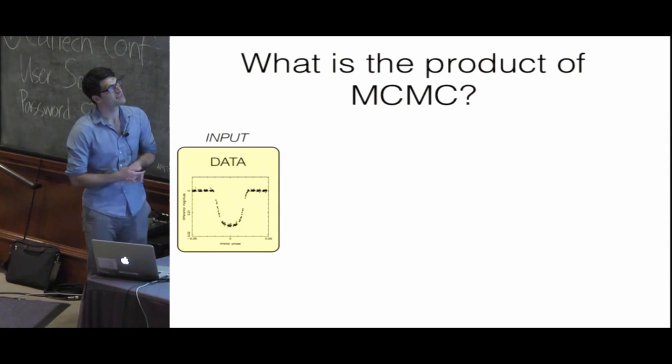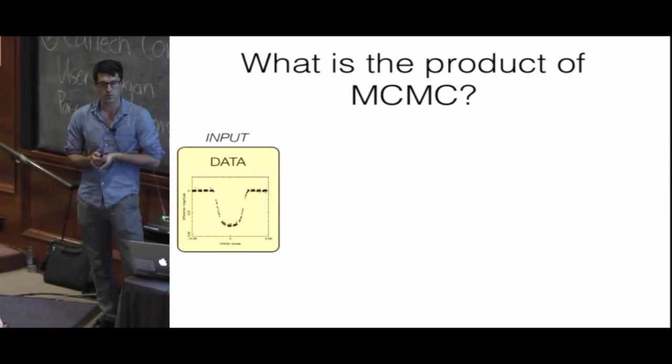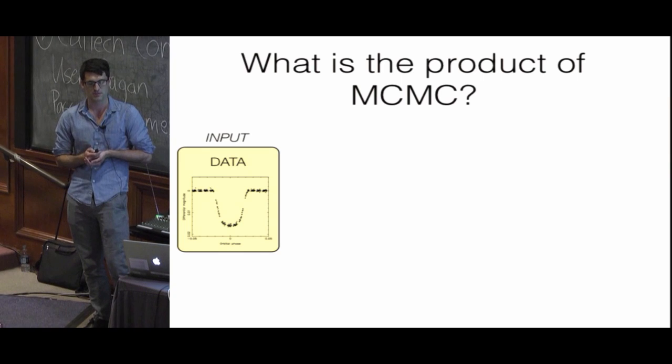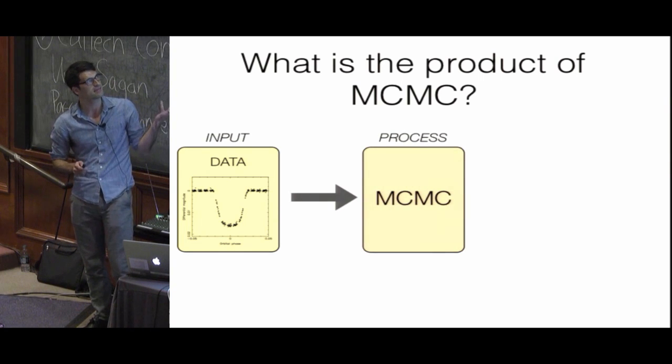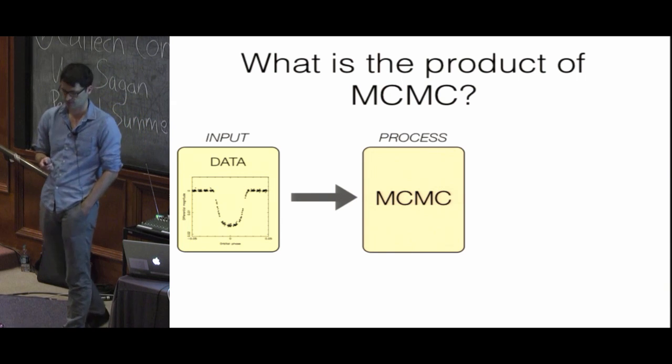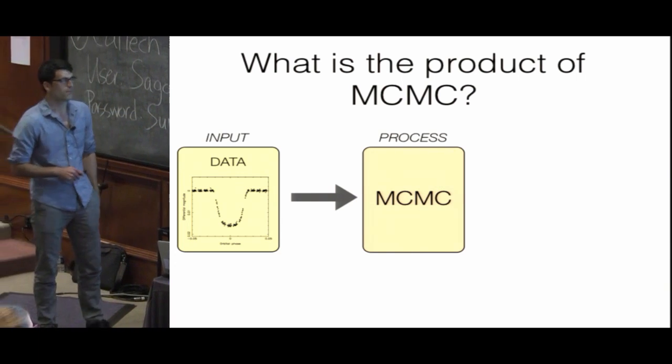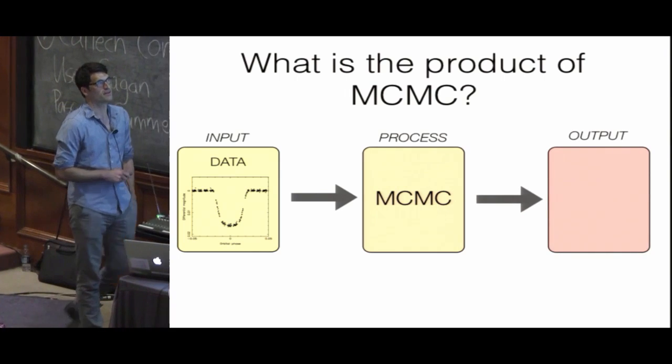Okay, so let's get into the MCMC. So what is MCMC, Markov chain Monte Carlo? This is kind of what we're doing. We have some data. Maybe it's a transit light curve in this case. That's the example I'll keep referring to, along with RVs. We put it through an MCMC, and we get an output.